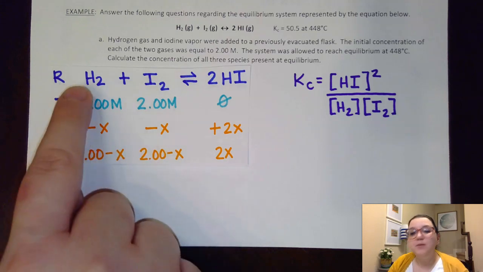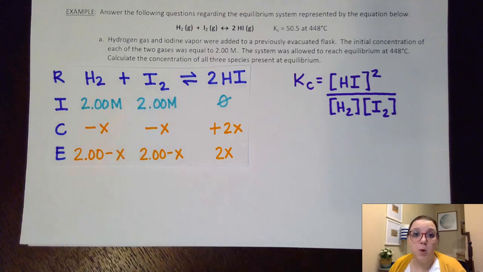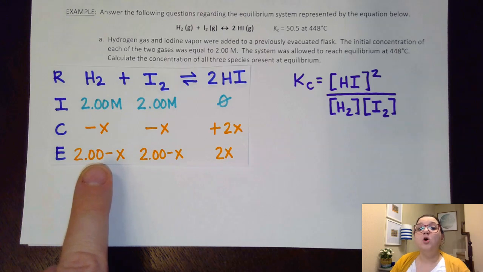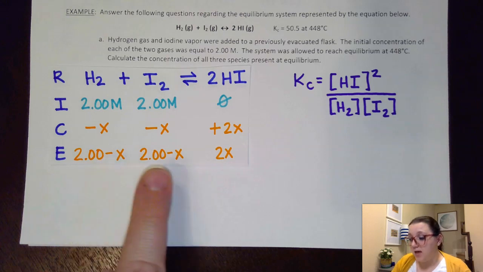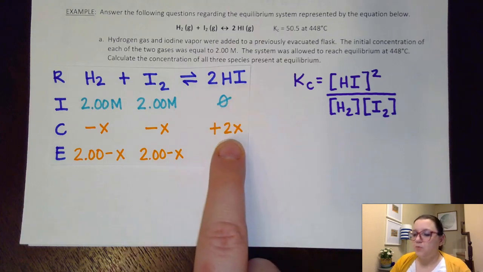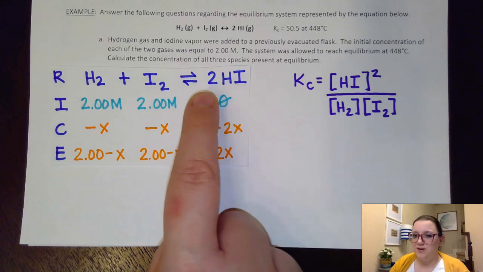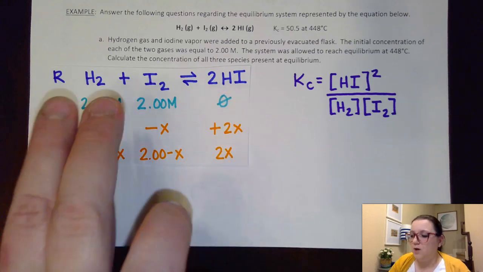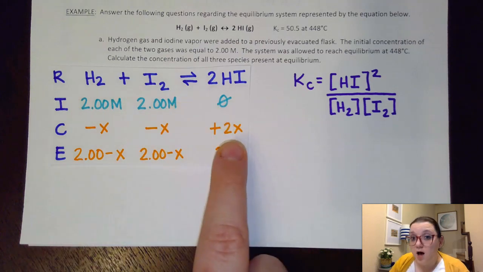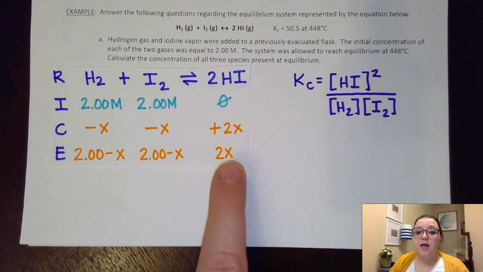Why 1x? Because they both have coefficients of 1 and 1. And so at equilibrium, that would leave me with concentrations of 2.00 minus x for both the H2 and the I2. However, we said that the HI needs to go up. But remember, it's got a 2 in front of it here. So to maintain that 1:2 ratio that we have with everything else, this has to go up by 2x, meaning at equilibrium, I would have 2x for my concentration here.